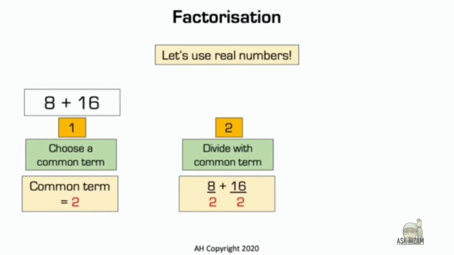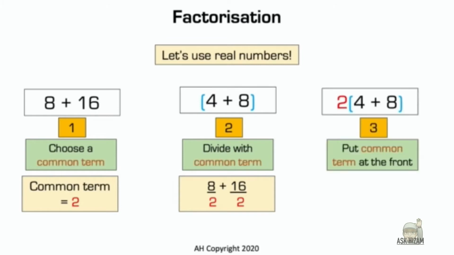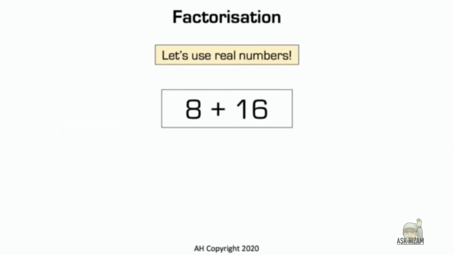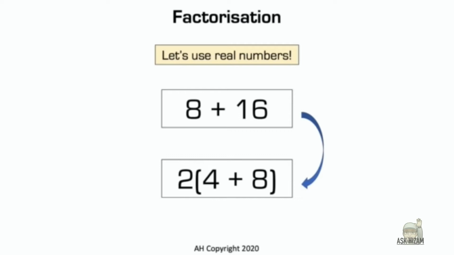Step 2. Divide all the numbers in the equation. In this example, we have 2 numbers, so divide both numbers by the common term, which is 2. We will have 8 divided by 2 equals 4 and 16 divided by 2 equals 8, and we'll put both numbers into a bracket. And step 3, we put the common term at the front of the bracket. And now you have it. 8 plus 16 can be factorized to 2 multiplied by the sum of 4 plus 8.